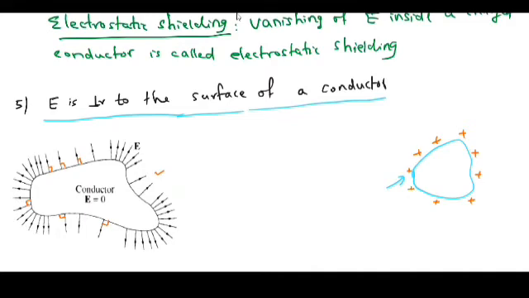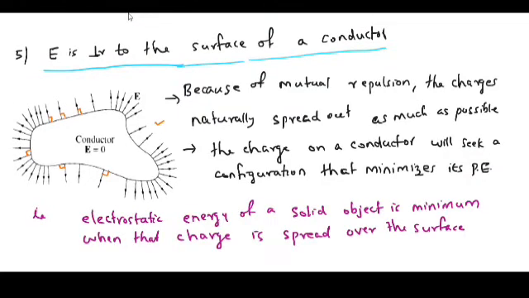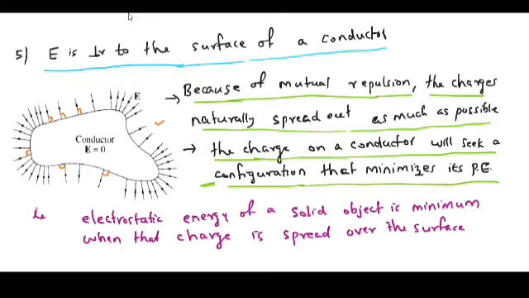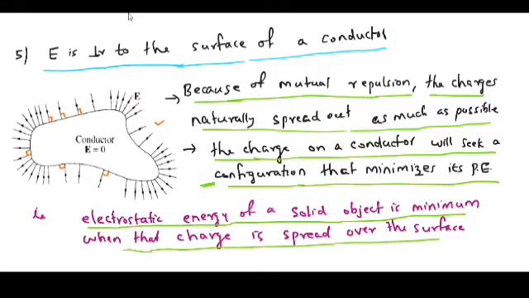That is, what is the reason for E being perpendicular to the surface of the conductor? That I will list here. Because of the mutual repulsion, the charges naturally spread out as much as possible, and the charges on a conductor will seek a configuration that minimizes its potential energy. I will explain this concept in the following way. The electrostatic energy of a solid object is minimum when the charge is spread over the surface.